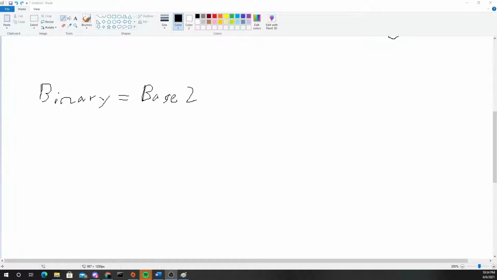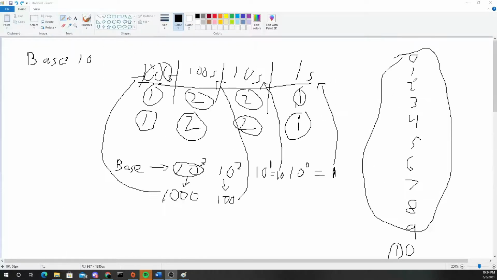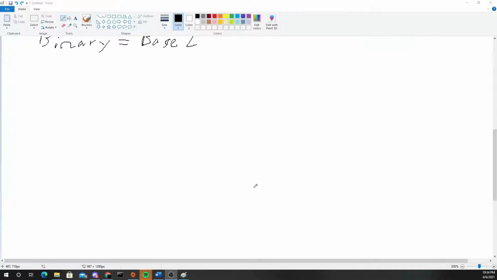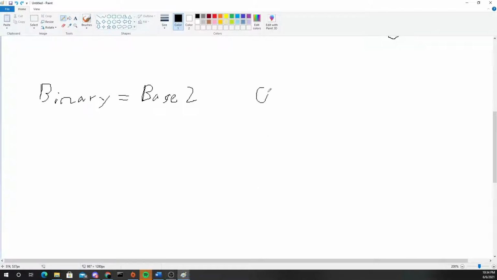Base 2. Now in a base 2 system, there's only 2 different digits, as opposed to the 10 different digits we saw here, 0 through 9, that we have available. And that is 0 or 1. Now in a computer, both of these represent different states, but 0 represents the state off, and 1 represents the state on.